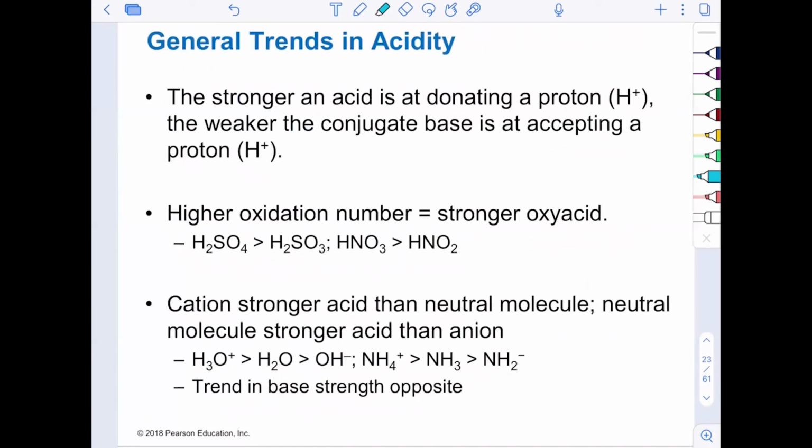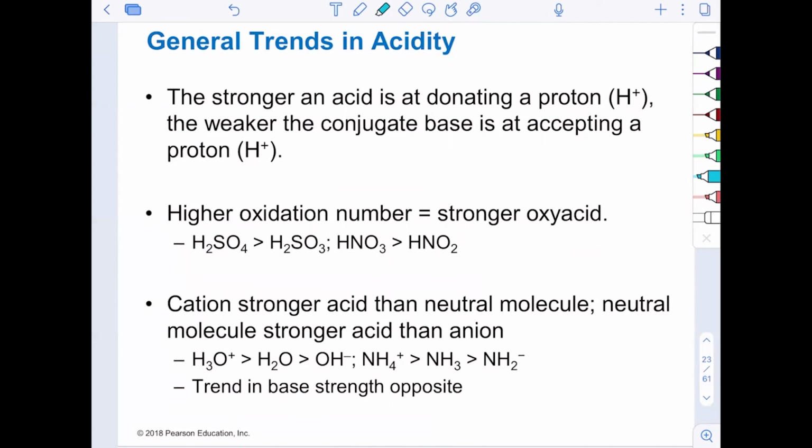The stronger the acid is at donating the proton, the weaker the conjugate base. We just talked about that. When we think about that conjugate base being formed, the stronger we say the acid is, the worse the conjugate base is at being a base, right? The more stable it is or unreactive. The higher the oxygen number or oxidation number usually means the stronger the acid. So H2SO4 is stronger than H2SO3. HNO3 is stronger than HNO2, right? And we dealt with that because of resonance.